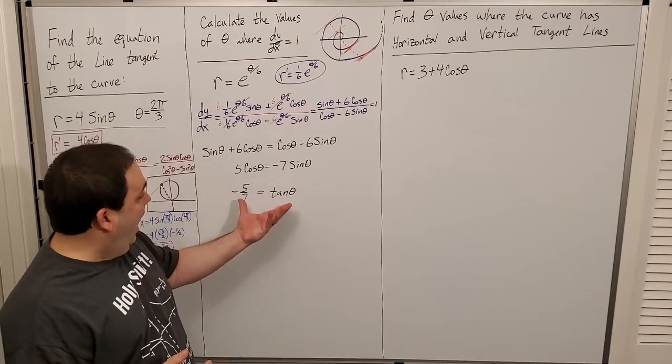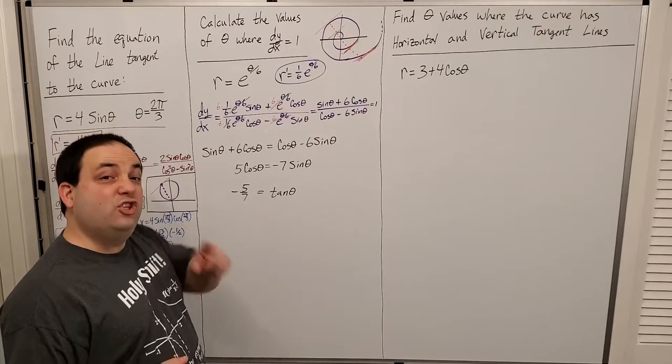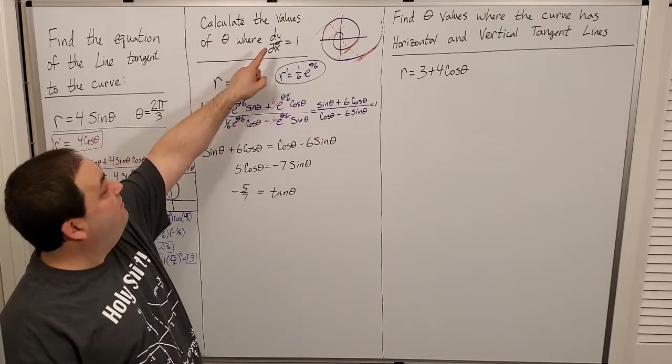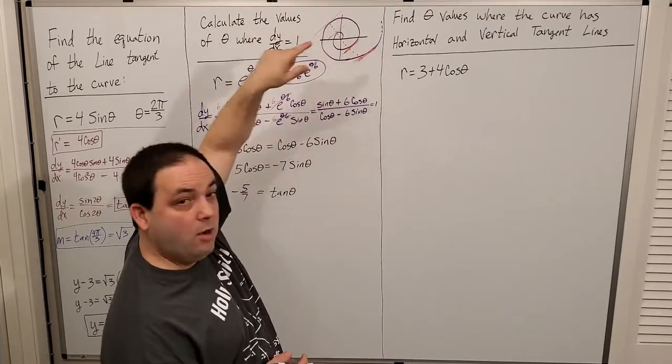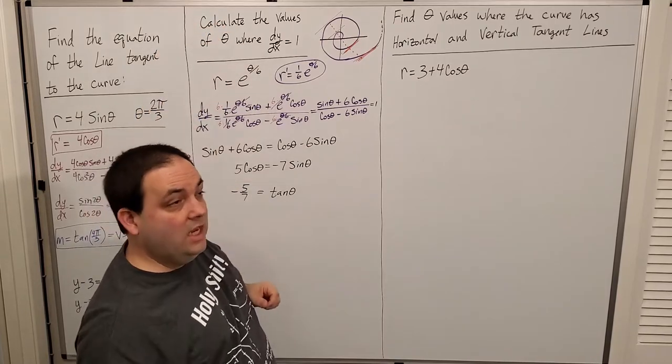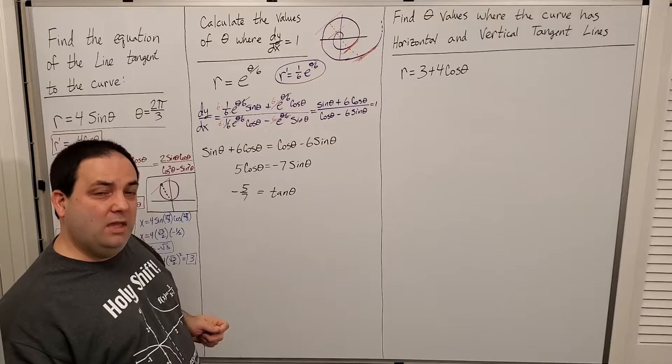Well, now I have a very simple trigonometric equation that I need to solve generically, right? Calculate the values, right? There seems to be an infinite number of these things. The more the spiral goes around, the more of these I get. There should be an infinite number of them. And this equation is telling you that very thing.